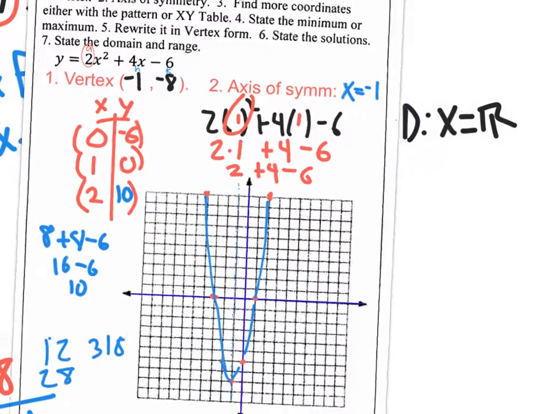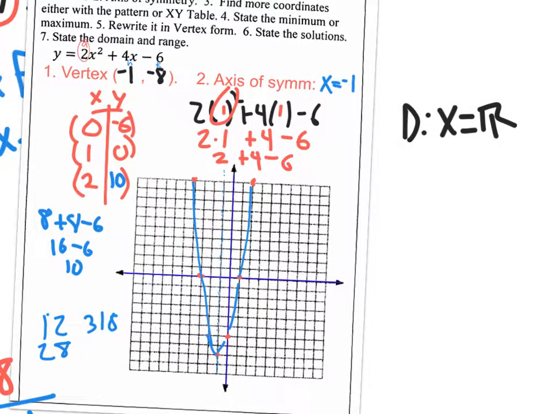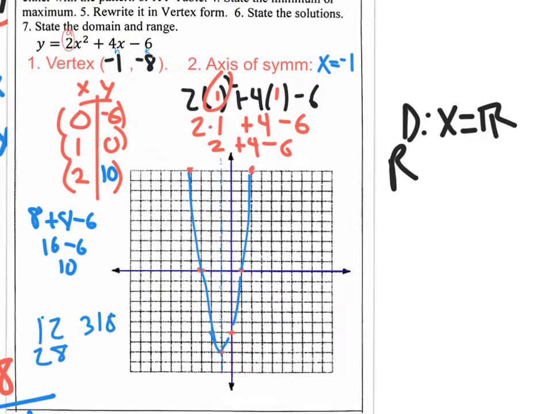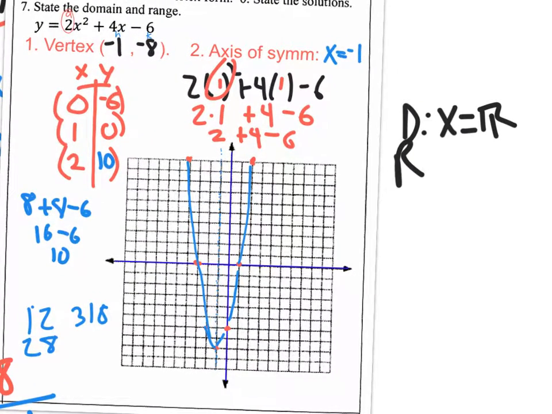Time for our range. Our range values are our y values. Now, when we're talking about where this graph is at in terms of y, does this graph exist at y equals 10? Absolutely. There's 2 dots up here. Is there at y equals 0? Yes. Y equals -6? Yes. Y equals -8? Yes. Y equals -10. Does this graph exist at y equals -10? No. So it starts existing here and it goes up forever. So the range is y greater than or equal to -8.